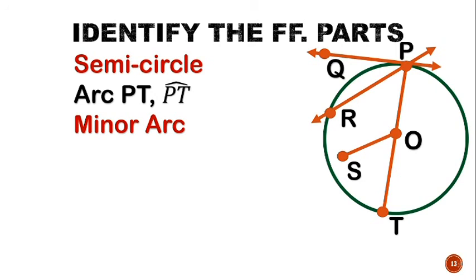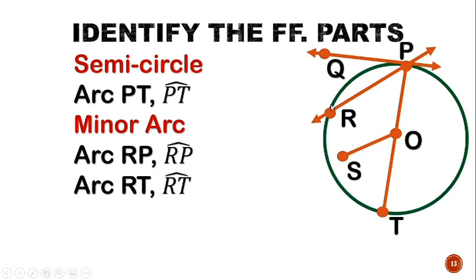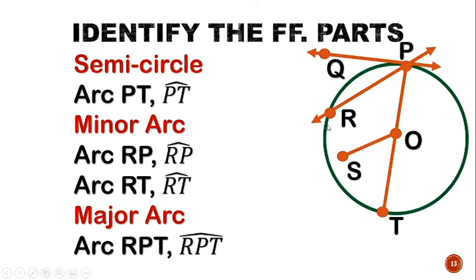Next, minor arc. There can be more than one minor arc. And one is arc RP. So, ito yun, arc RP. And then arc RT. Ito. Ma'am, pwede ba na arc TR or PR? Pwede. Pero dito, isa-isa na lang natin pinapangalanan. And then major arc will be arc RPT. So, lumagpas siya dapat sa isang semicircle. Mas malaki siya sa semicircle. And that's it. Thank you.